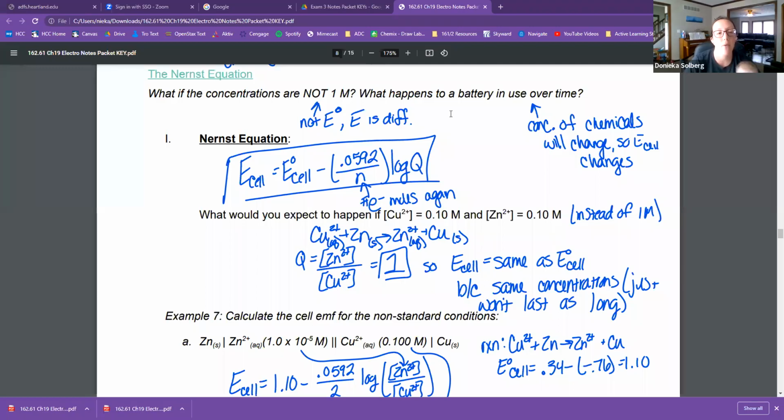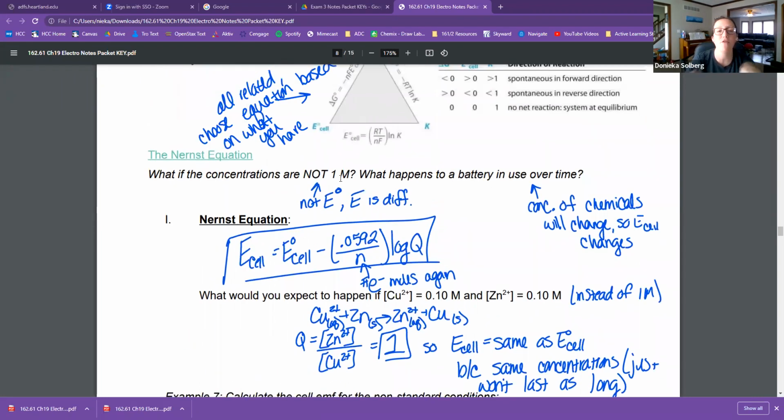Okay, so now we're going to talk about what is called the Nernst equation. And now my question is, well, what if the concentrations aren't actually 1 molar? What if we're not at the naught, right? What if we're not 1 molar, 25 degrees Celsius, and 1 atmosphere? What happens then? Okay, so then it would be just E, not E naught, okay? We're not at standard conditions anymore.